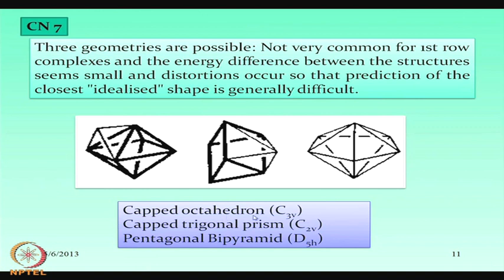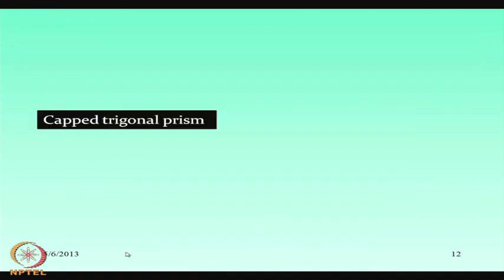One is known as capped octahedron, and the symmetry level is also changing. It is changing from OH to C3V. Capped trigonal prism. So, we are capping one particular face. This is the trigonal face we are capping. This is the square plane we are capping, which is known as capped trigonal prism structure. And the third one is the pentagonal bipyramid structure. Instead of a square plane, we have a pentagonal plane, and above we have one ligand and below we have one more ligand to give a coordination number of 7.